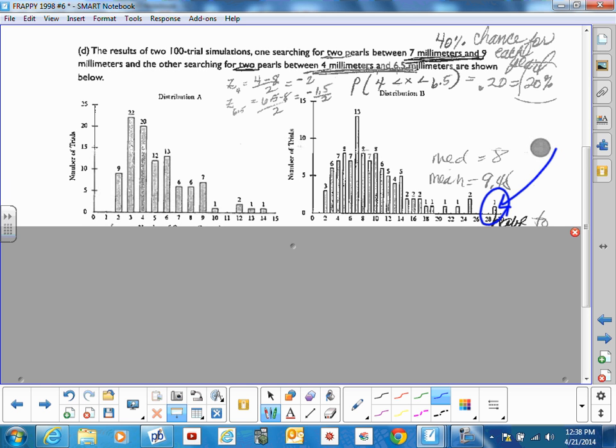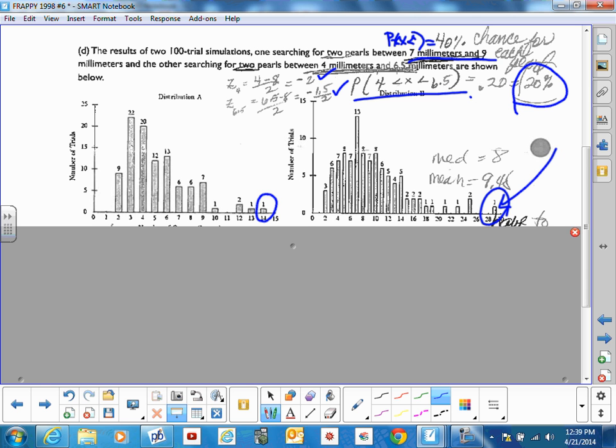Okay? This one, the worst was they only had to open 14 oysters to find the 2 pearls they were looking for. So your choices are 2 pearls between 7 and 9, and I know the probability of one of them between 7 and 9 is 40%. How did I figure this out? The probability of one oyster between 4 and 6.5. How did I figure that out? I did another normal model. I did the z-score for 4, I did the z-score for 6.5, and that was a 20% chance.